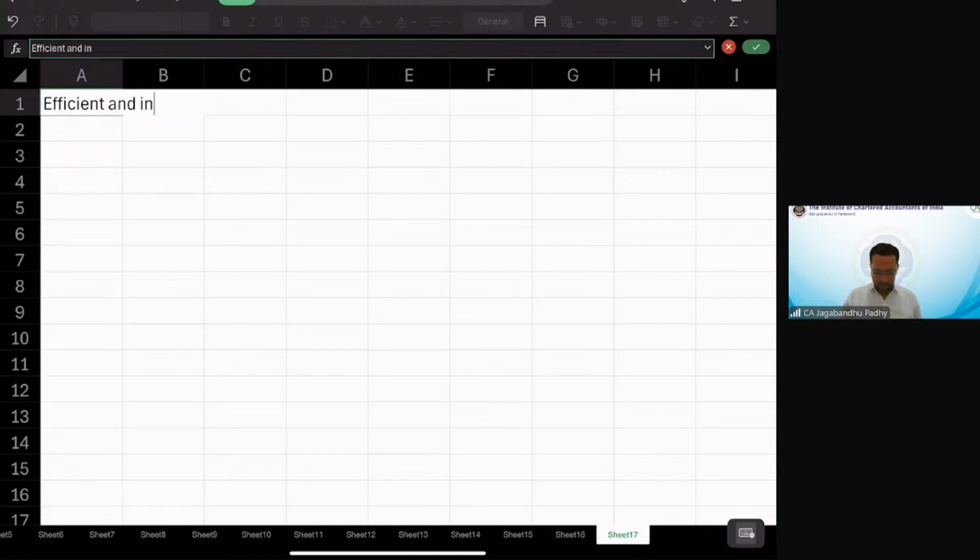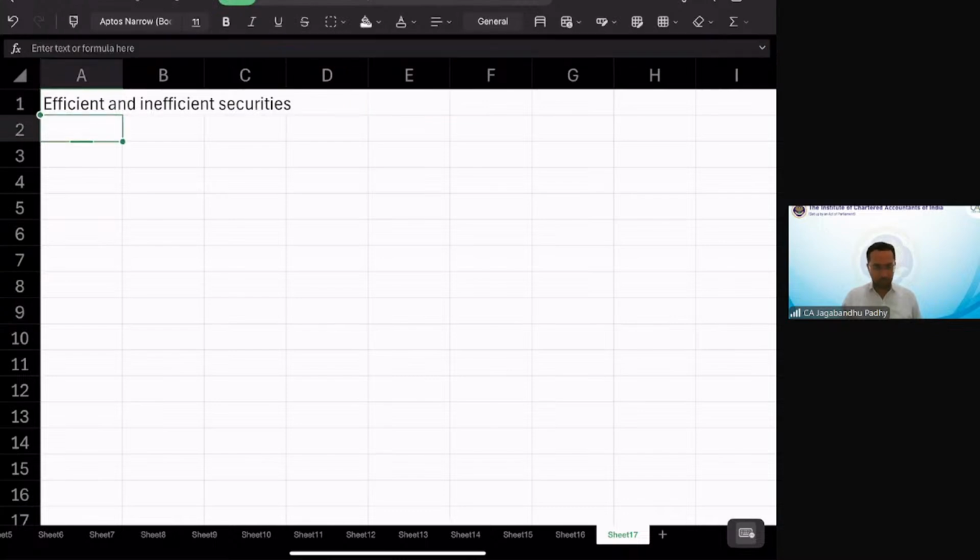Efficient and inefficient securities. Now, what do you mean by efficient and inefficient securities? The Markowitz, that's modern portfolio theory, father of modern portfolio theory, has set out a very simple rule for identifying the efficient and inefficient securities.